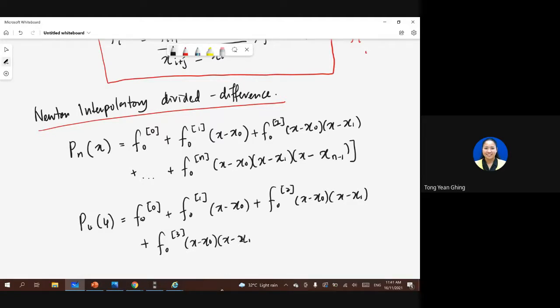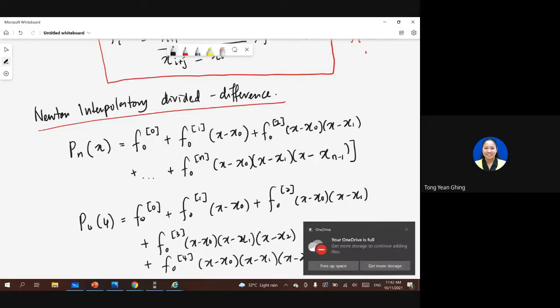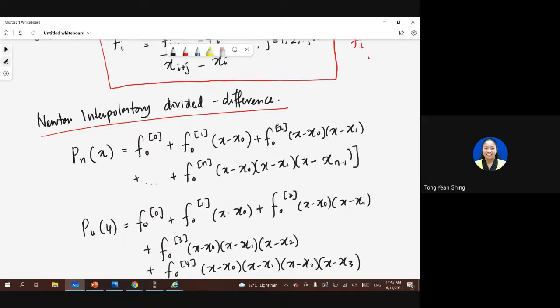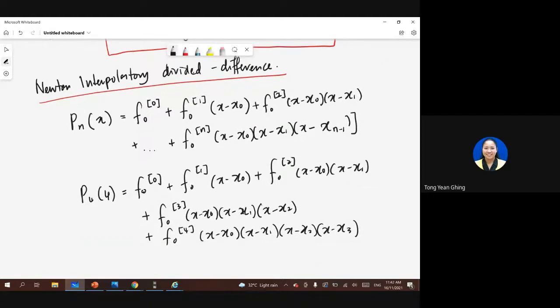(x minus x2), then add again f[x0, x1, x2, x3, x4], the fourth degree divided difference, (x minus x0)(x minus x1)(x minus x2) and (x minus x3), until like this. Then this is the polynomial. This is it.